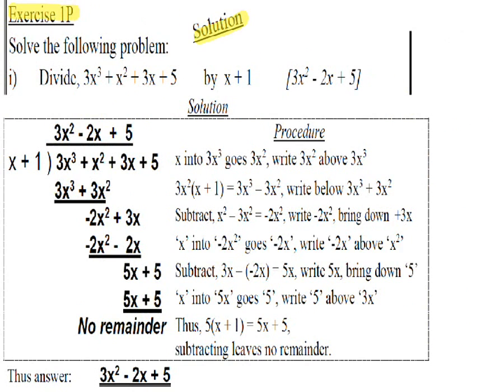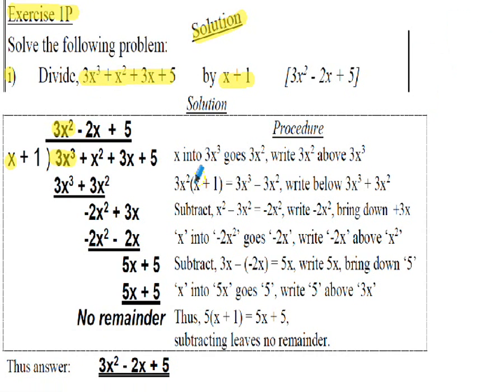Exercise 1p, solution. Part 1, rational divide 3x cubed plus x squared plus 3x plus 5 by x plus 1. To write in our algebraic fraction long division, we have 3x cubed plus x squared plus 3x plus 5 divided by the x plus 1. Starting long division process, we say how many times does x divide into 3x cubed. So basically we have 3x cubed divided by x. So how many times does x divide into 3x cubed? It goes 3x squared times. So we write the 3x squared above the 3x cubed in the dividend.